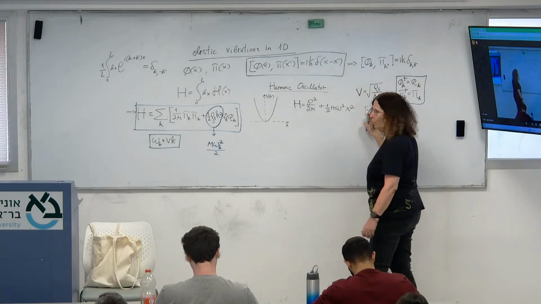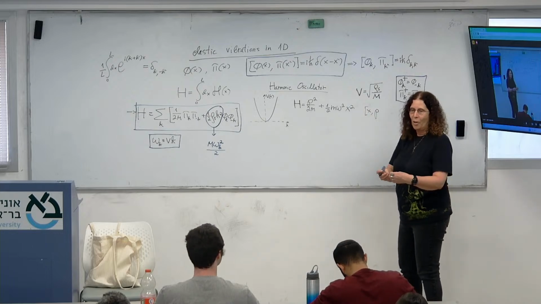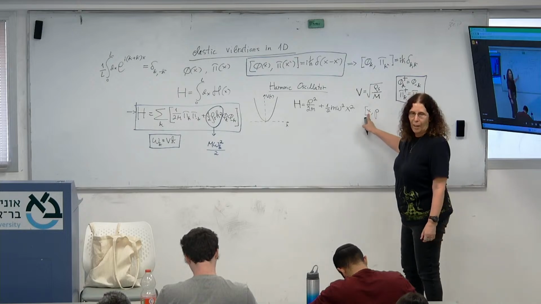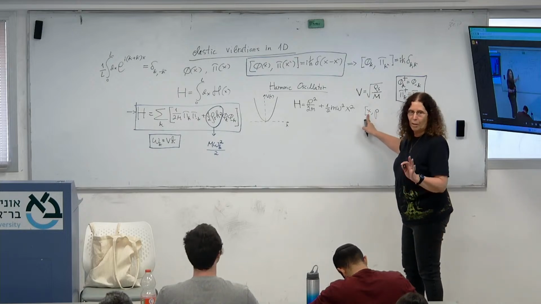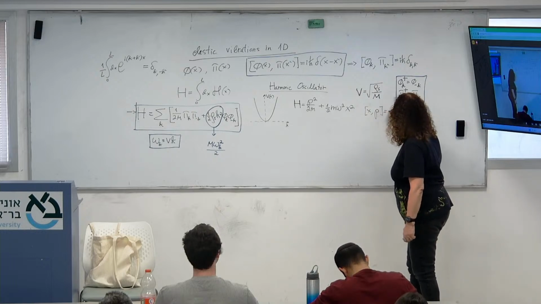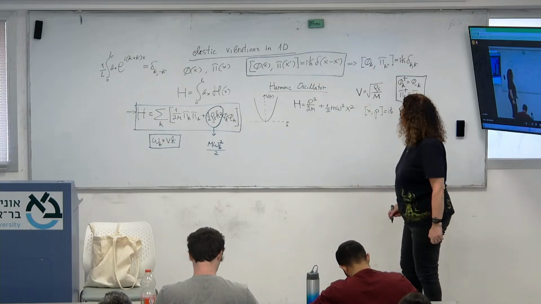Don't confuse it with our x, which is just a coordinate, a static coordinate. Here, x is a dynamical particle, okay? But don't get confused by it. Try not to, okay? Okay, so this is what it is.